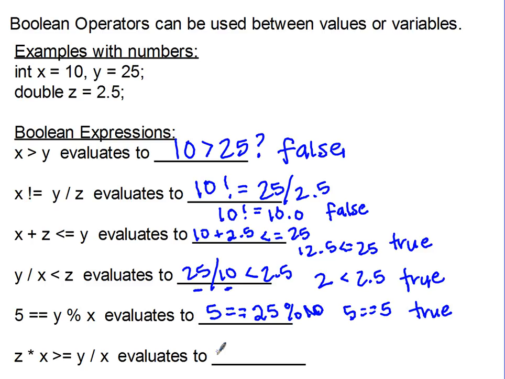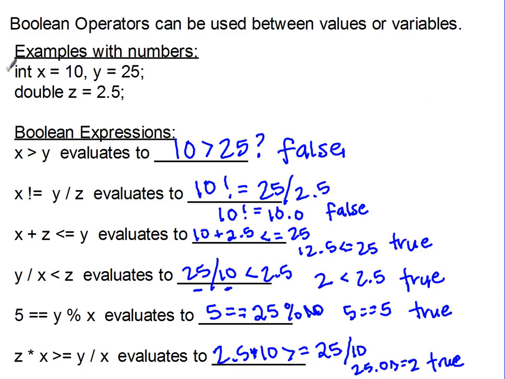And then I have 2.5 times 10, so z times x is greater than or equal to 25 divided by 10. So is 25.0 greater than or equal to 2? And the answer there is true. So I'm really just going through and asking questions. You want to always start by plugging in your variables and looking at what the actual value is before you go through and try to evaluate if that's going to be true or false.